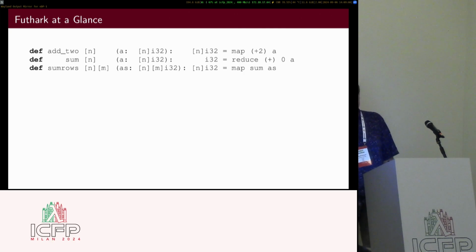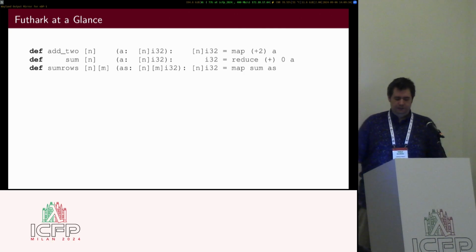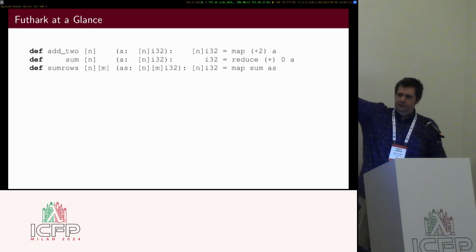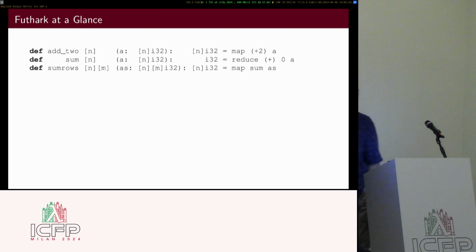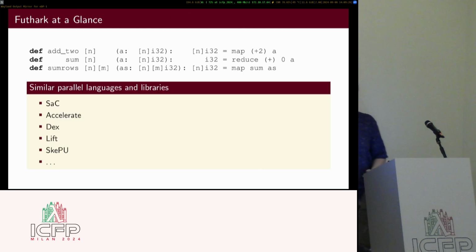It doesn't really matter as a language for this presentation. It's a high-level functional language where you can do things like map to apply a function to every element of an array. You can use reduce to combine the array to a single value, and then you can also map a parallel function over a 2D array, so it has nested parallelism. It's a pretty conventional language within this area. There's lots of similar languages and libraries, so the observations that I make here are probably going to apply for them. It's not really a very Futhark-specific presentation.